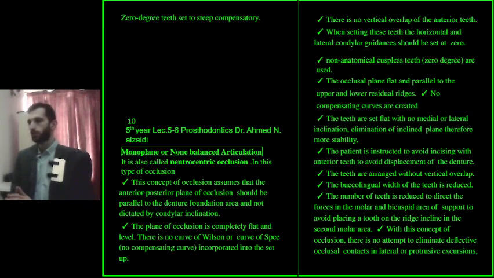The plane of occlusion is completely flat and level. There is no curve of Wilson or curve of Spee, no compensating curves incorporated into the setup. There is no vertical overlap of the anterior teeth. When setting these teeth, the horizontal and lateral condylar guidances should be set at 0.